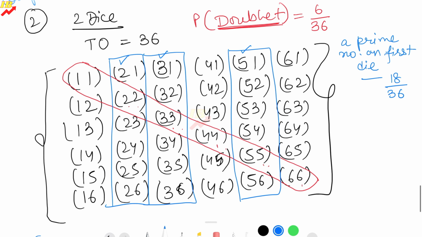Okay. And now they can even ask you about the composite number on the second die or anything like that, right? But the main question that comes here is about a sum of 12, or a sum of, let's take a smaller one, 10. So that's very much clear that we have to check whose sum is 10. Like the two dice, if you're throwing, the numbers on them add up to give you a 10, right?